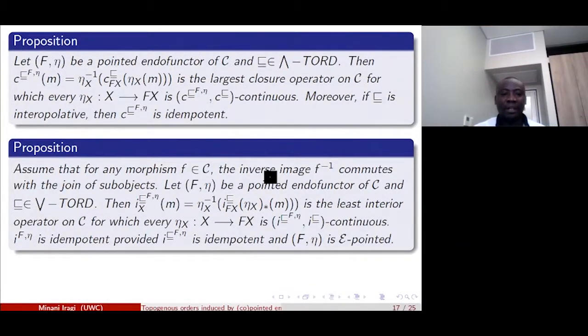The similar case holds for interior operators, but every time for interior, we assume the condition that the image commutes with the real subset. And doing so, we get the least interior operator for which each eta x is continuous. And of course, also, if the interior operator is interpolative, that is idempotent, then the one we construct is also idempotent. Here, the condition that E must be equal is still assumed.